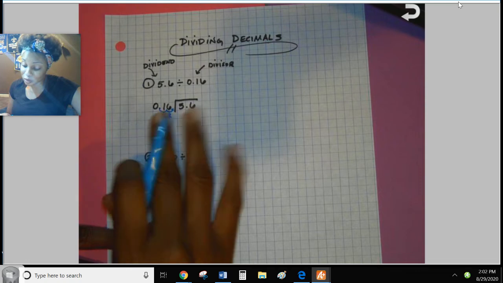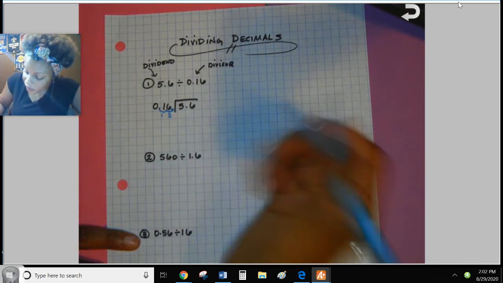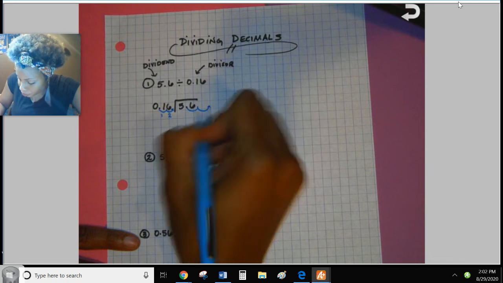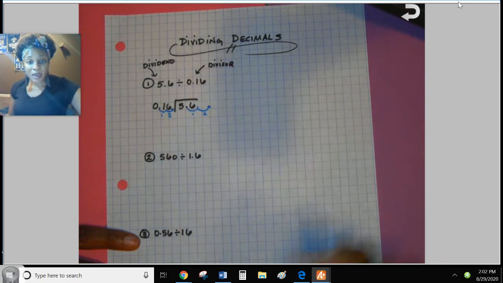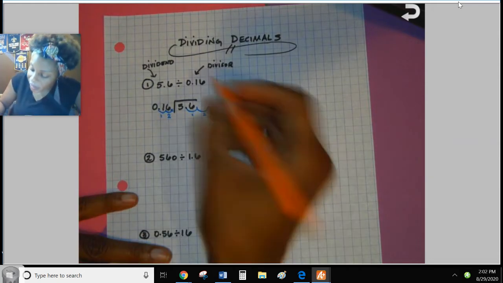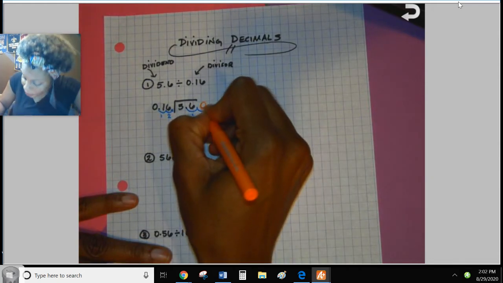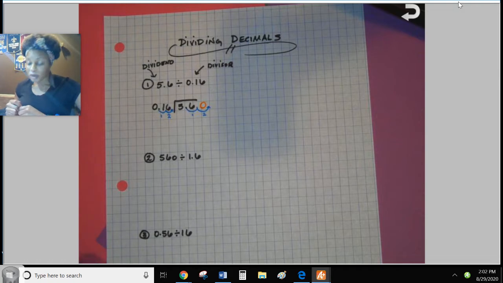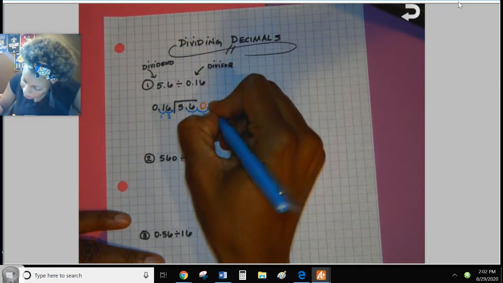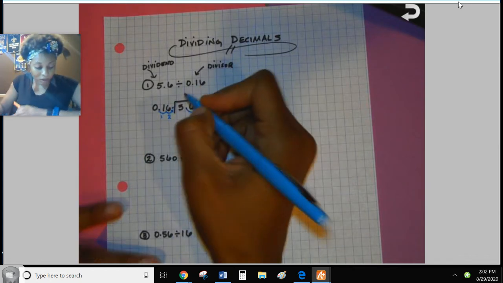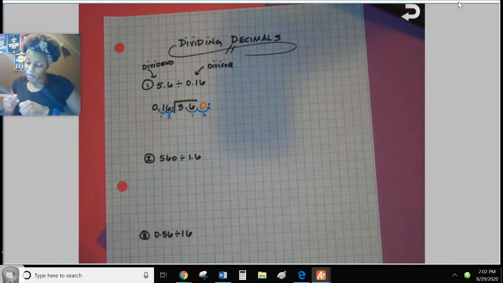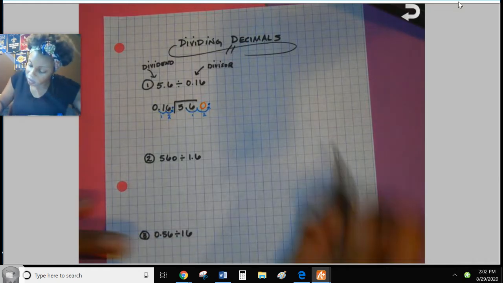But anything I do to the divisor, I also have to do to the dividend. So I need to move this 2 places. 1, 2. And remember, if there's nothing there, we can always add a placeholder of 0. So now we've moved our decimal. Now we have a decimal place here and a decimal point there. Let's rewrite our problem without the decimal point in the divisor.